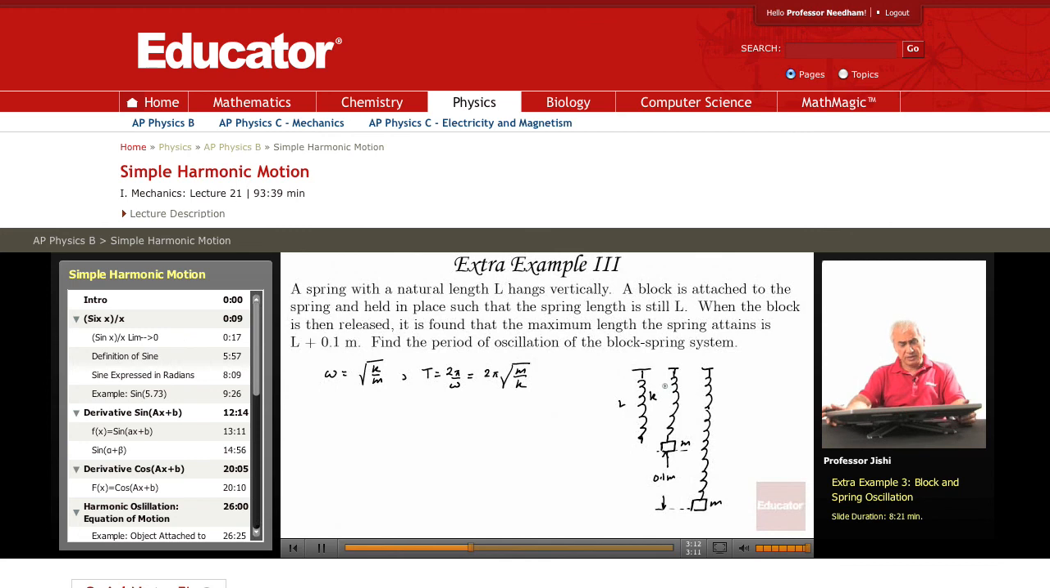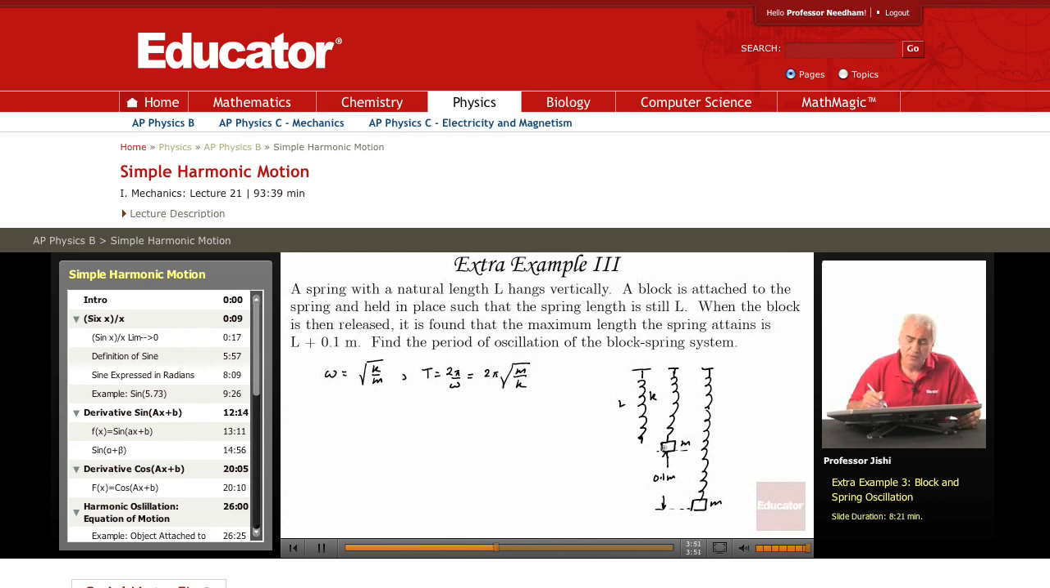Now, we are not given m, the mass of the block, and we are not given the force constant, k. So we don't know m, we don't know k. All we know is this, that when you release the object, the maximum distance it falls is 0.1 meters before it starts moving up again. Okay, so how do you solve this problem?